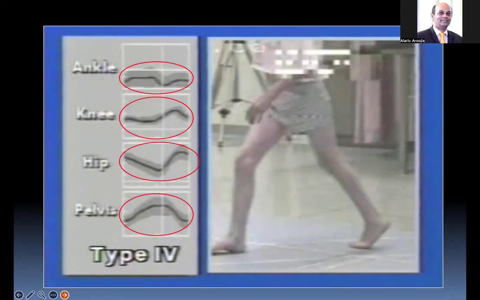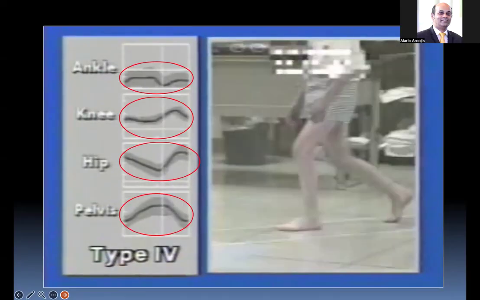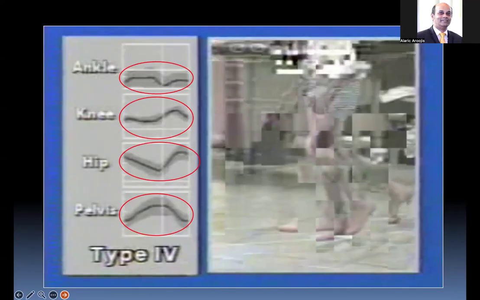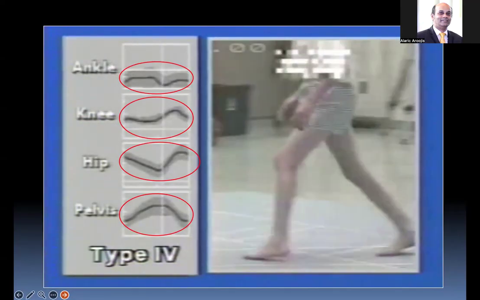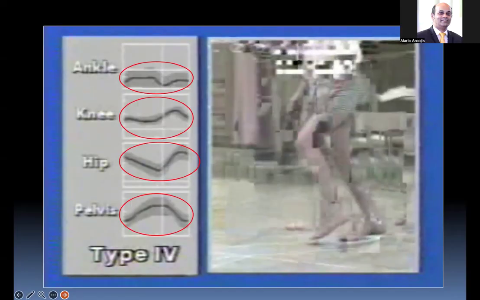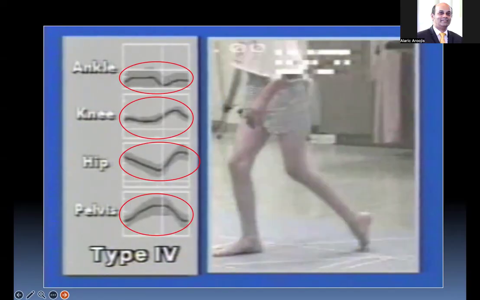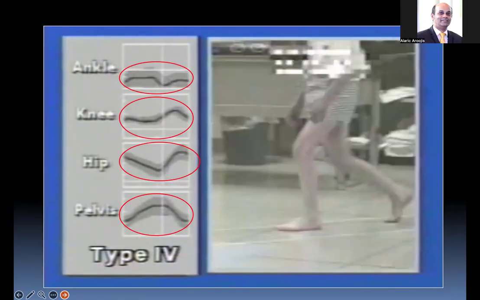So if you see this left side, you can see that the heel is in equinus. The ankle rockers are affected throughout the stance phase. The knee is stiff and flexed, and also there's adduction and internal rotation present at the hip.